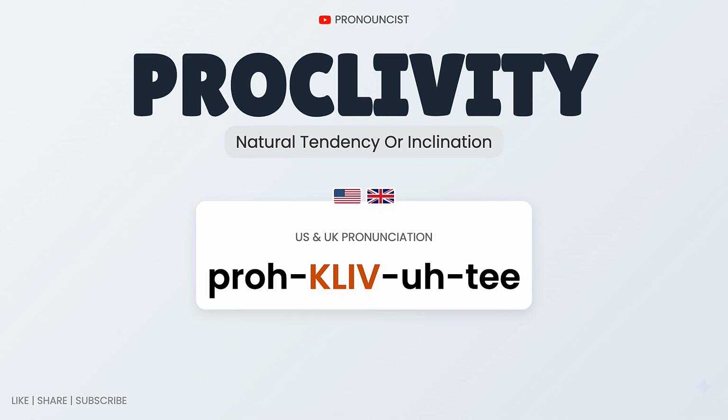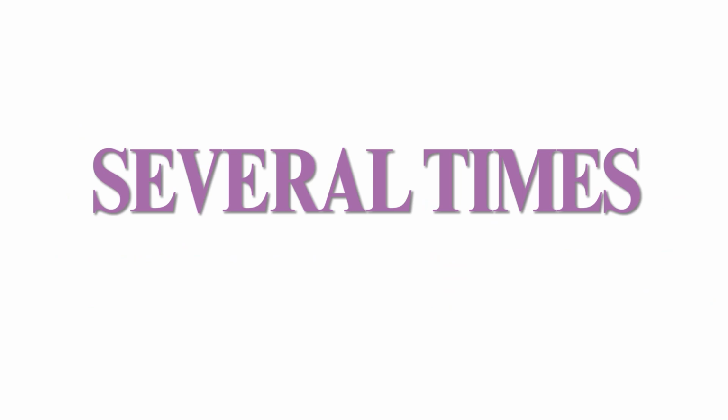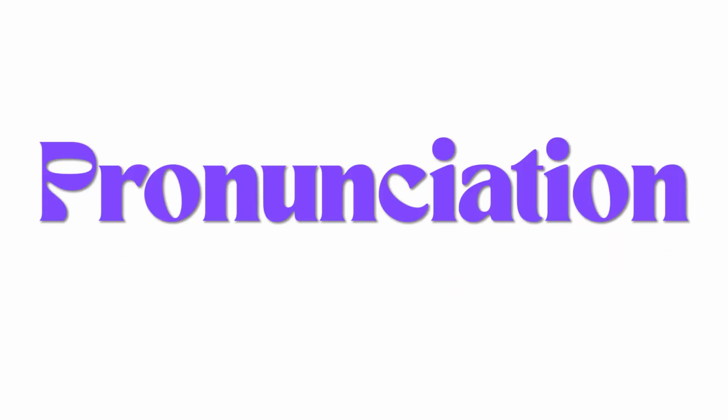Pro, cleave, t, proclivity. Practice repeatedly and you'll soon be able to say this word perfectly. The best way to practice is to repeat the syllable multiple times. The meaning of the word is natural tendency or inclination. Try repeating this word several times to improve your pronunciation.